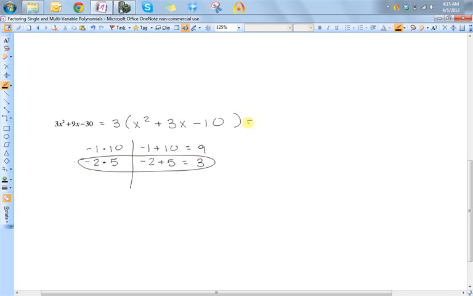Okay, so that means I can do 3 times x plus the first number, which in this case is negative 2, so it's minus 2, and x plus the second number, which is 5.